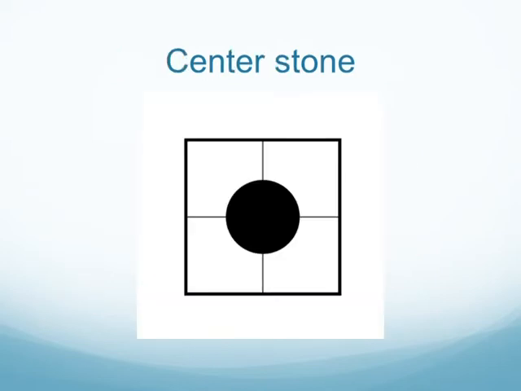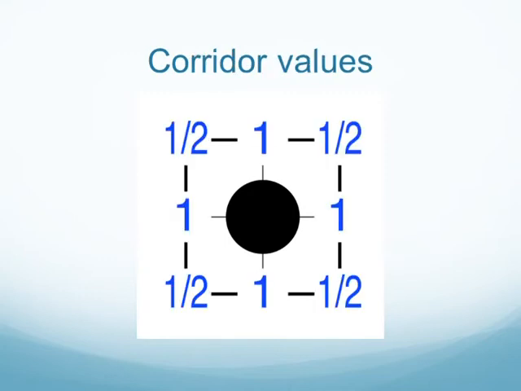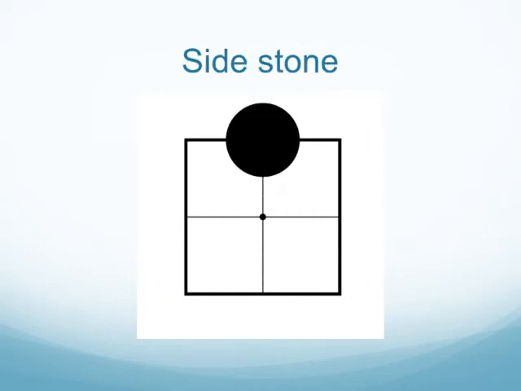There we have the center stone, which of course dominates the whole board. But if we do the corridor values that we already have, we see that the territory values add up to 6. And then, of course, since we're doing area scoring, the stone in the middle is worth 1 point, which is only 7 points, 2 points off from what we know it would be.